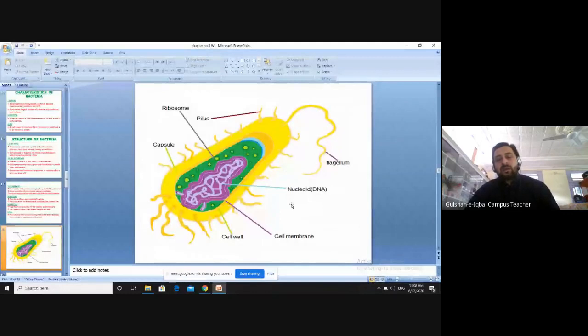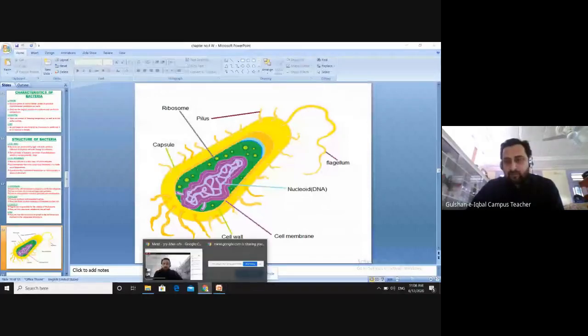A bacteria has a proper shape. This is a rod-shaped bacteria. Other bacteria can be round, other can be curved, and many other types as well. And these structures are known as pili. A singular is known as pilus, and many of them are known as pili. Let's see back to the screen. If you have any question now, you can ask it.